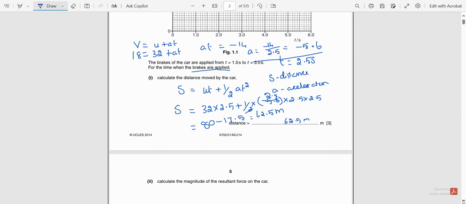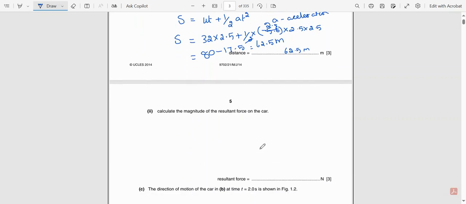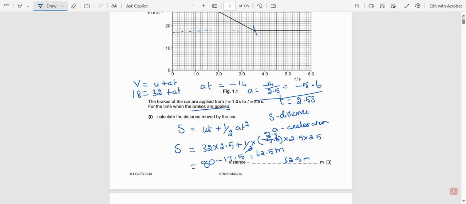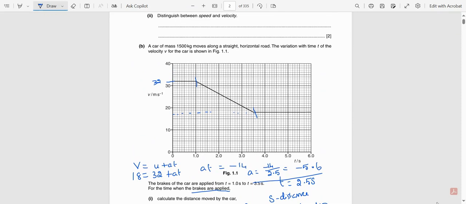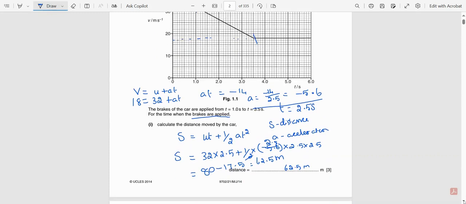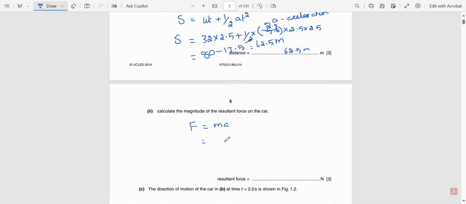And then next thing. Calculate the magnitude of the resultant force. Resultant force is nothing but the mass into acceleration. Mass of the car they have given, that is 1500 kilogram. Yes, the SI unit of mass is kilogram, so we can take that as such. So mass into acceleration we already found, right?